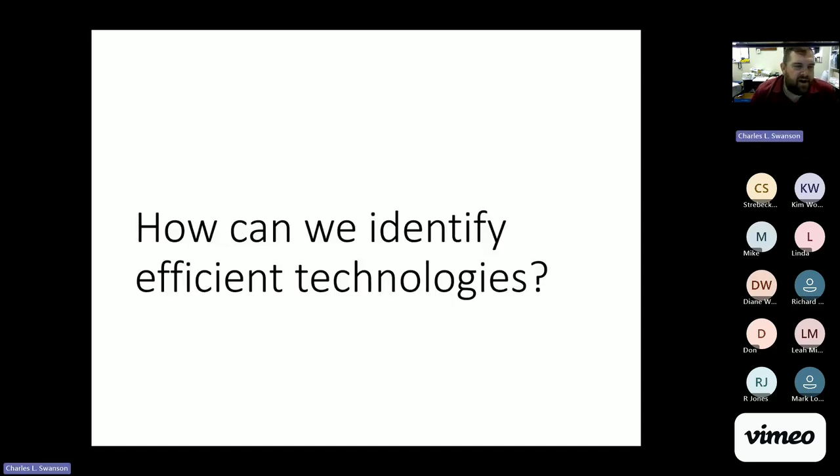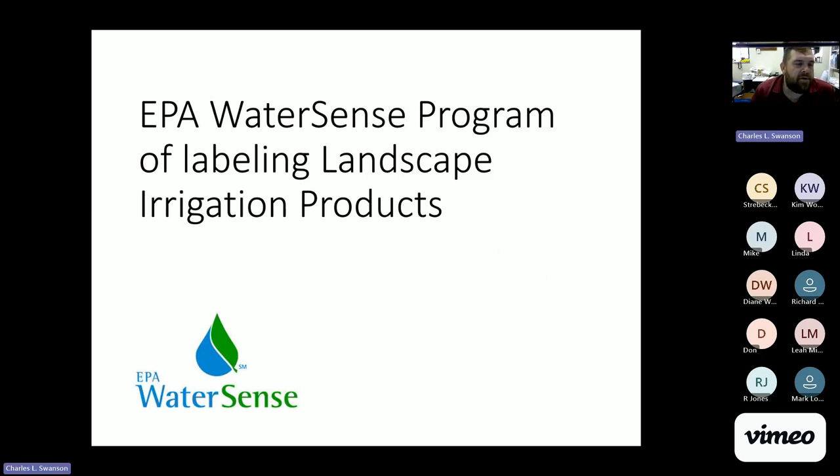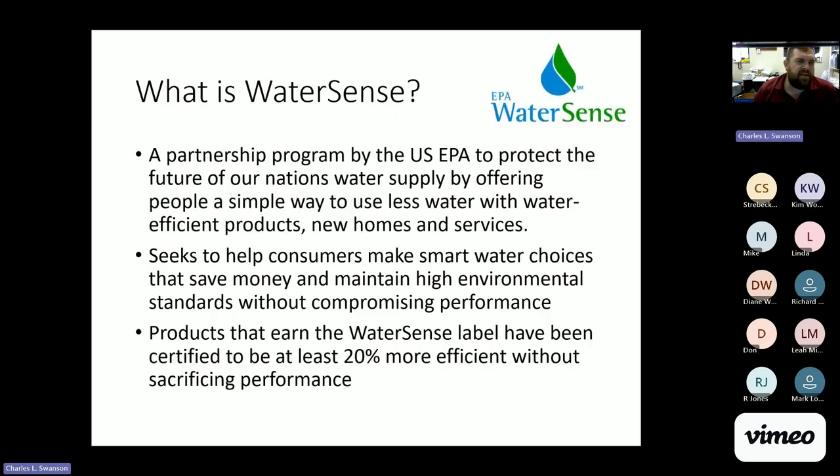So I've just gone through about 6 general categories, or subsets, of technologies. How can we identify what are the most efficient technologies out there for us to use? Well, one approach is to follow EPA WaterSense program labeling guidelines. And so if you're not familiar with EPA WaterSense, it's a program of the U.S. Environmental Protection Agency that's done in collaboration with industry to promote the use of water efficient products in the home.